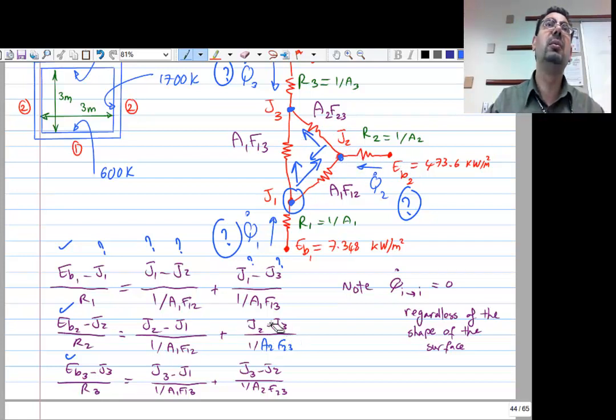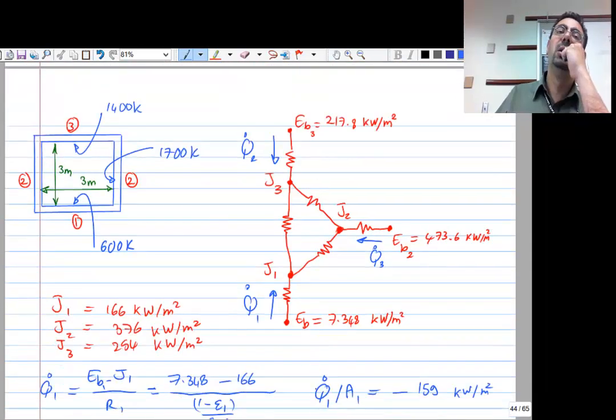So let's do it again for the last point to see how we did this. Over here, he's basically saying the flux coming here, E black 3 minus J3 over R3, is equal to this plus this: J3 minus J1 plus J3 minus J2. Each one of them is divided by the resistance in that place. So again, 3 equations and 3 unknowns.